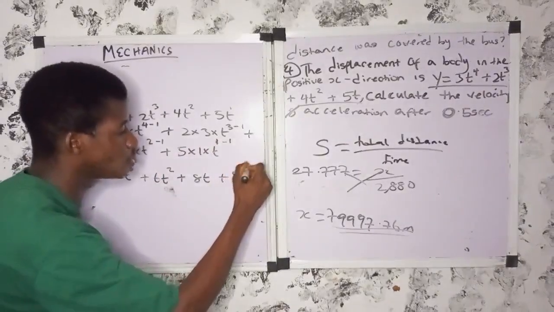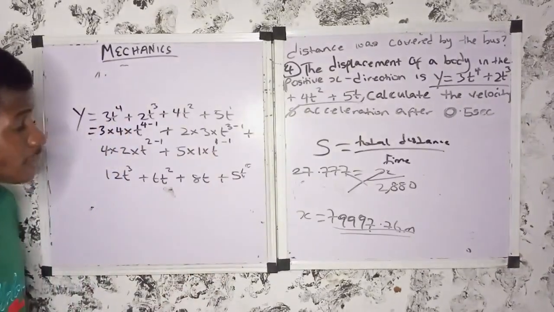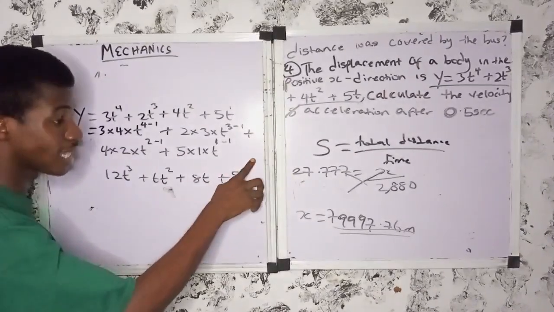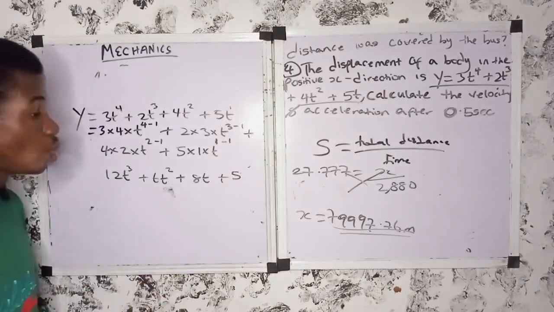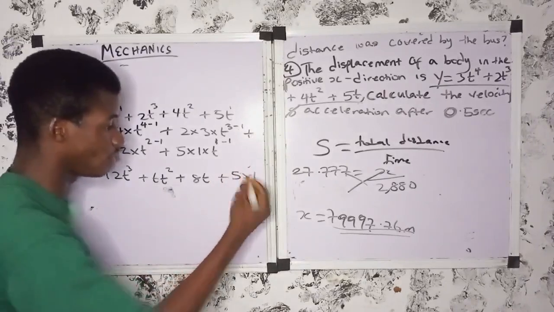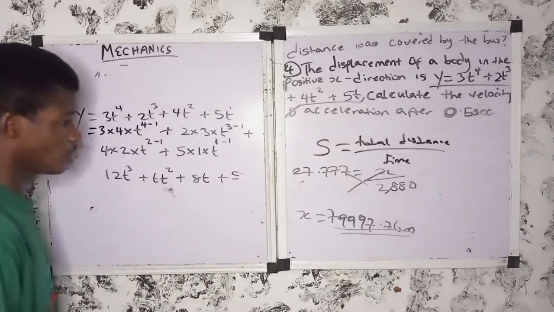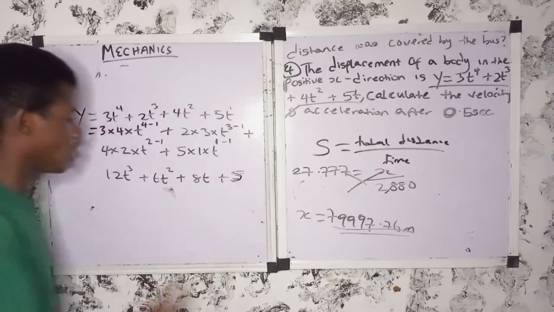So t will be raised to the power 0. Remember, according to math, anything raised to the power of 0 gives us 1. So this t will automatically turn to 1. And anything times 1 gives us that same thing. So we have arrived at something like this.